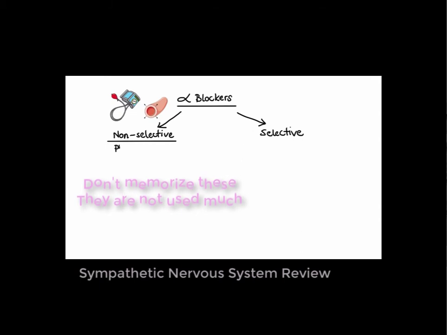Examples of these are phentolamine and phenoxybenzamine, which are used in the treatment of hypertension, specifically caused by pheochromocytoma, which is a tumor of the adrenal glands that secretes norepinephrine and epinephrine.